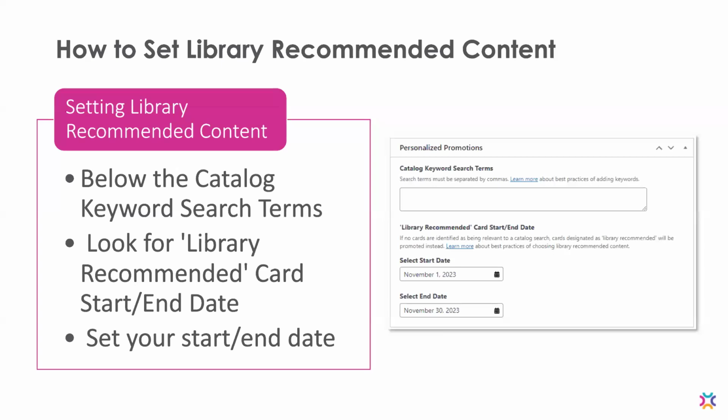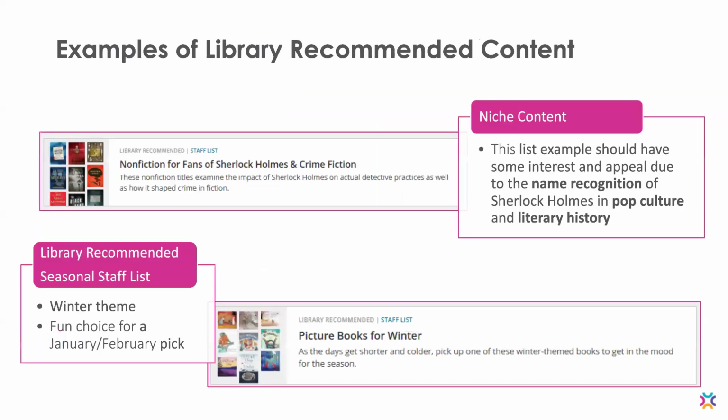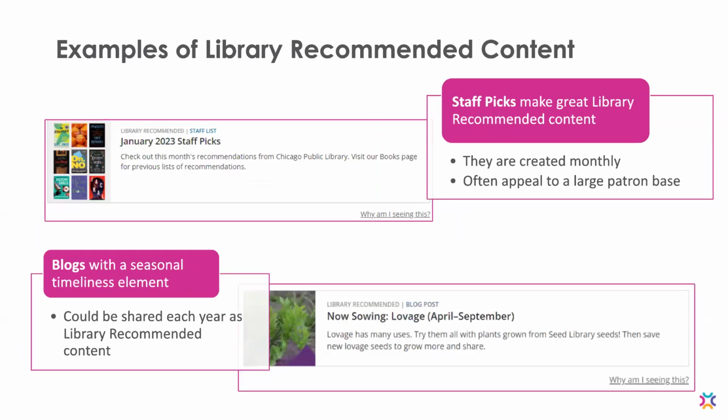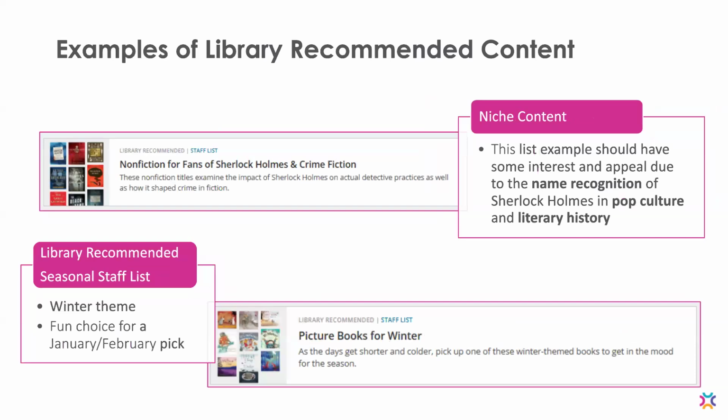When you are creating your card and you scroll down to the promos interface below the catalog keyword search terms, you'll see the library recommended card start and end date, and that's where you get to set when these cards show up in the catalog. So if we go back to this picture books for winter, they had set the library recommended dates from January to the end of February. Or this January 2023 staff picks, you could set it for the month of January. Or this seed blog, you could set it for maybe March through April, so people can prepare their seed library. So you just have to think through that.